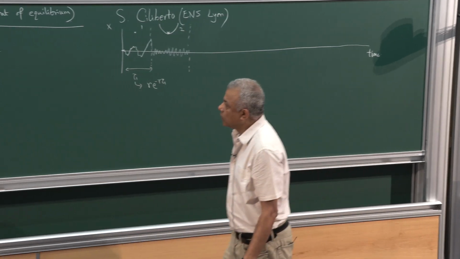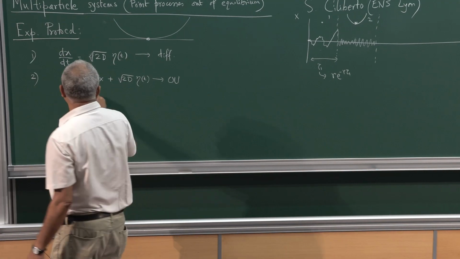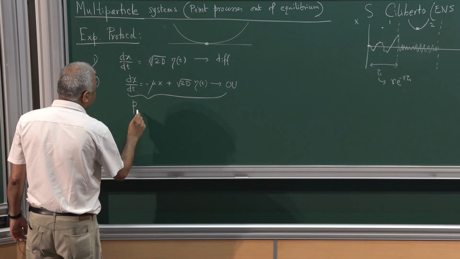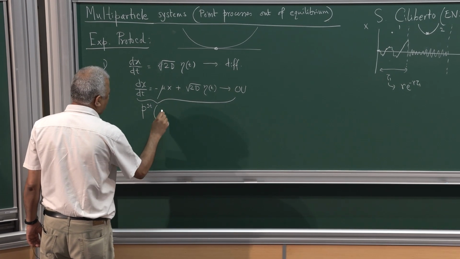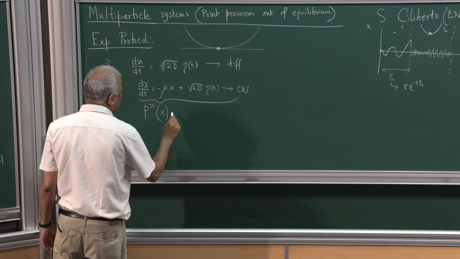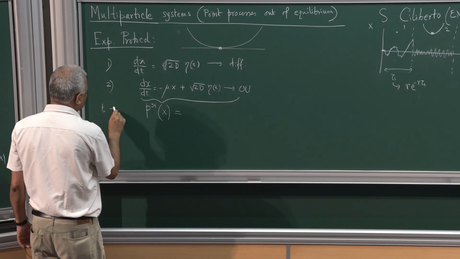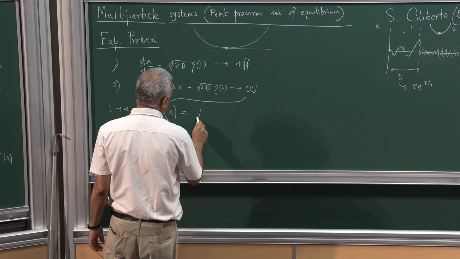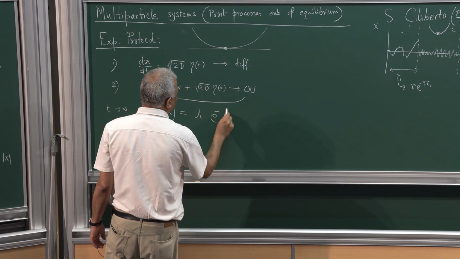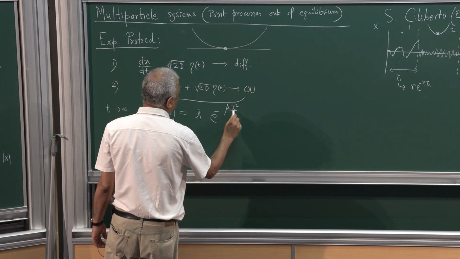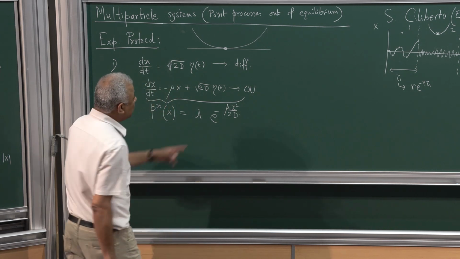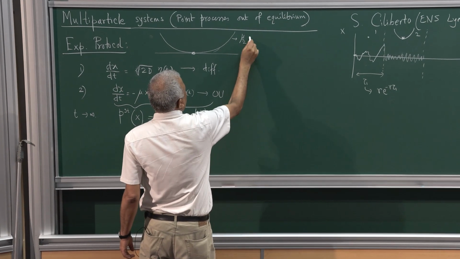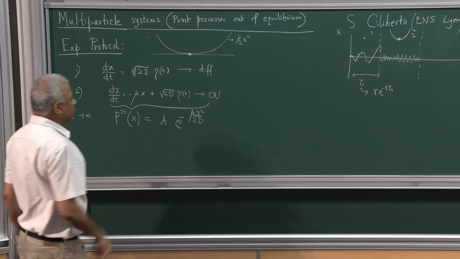And we know that if you take an Ornstein-Uhlenbeck process and you wait for a long time, then it reaches a stationary state. And the stationary state is simply Gaussian. So up to some normalization constant, it is just exponential of minus mu x squared over 2D. So mu is the stiffness of this trap. Okay.